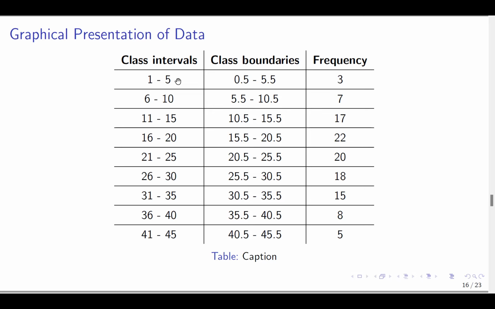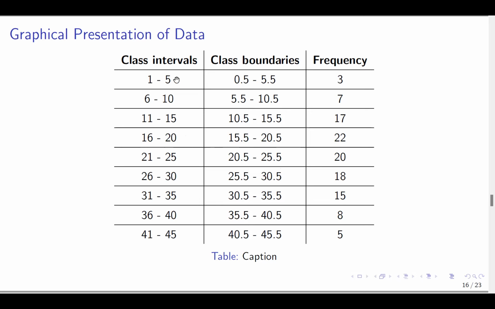So with that 0.5, you take every interval, from the lower limit you subtract 0.5, and to the upper limit you add the 0.5. Look at the first interval. 1 minus 0.5 is 0.5, and 5 plus 0.5 is 5.5. Look at 16 to 20. 16 minus 0.5 is 15.5. 20 plus 0.5 is 20.5. So this is how you get your class boundaries for each class interval.